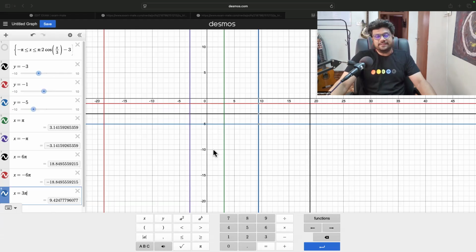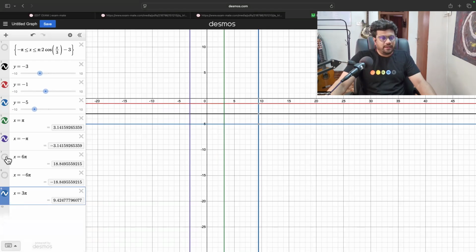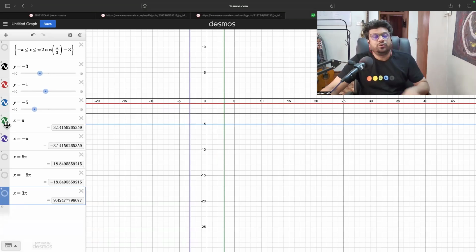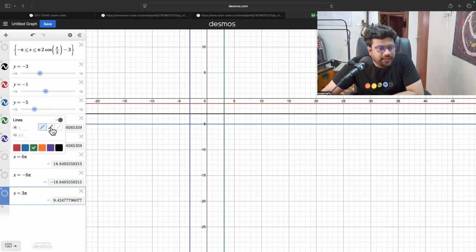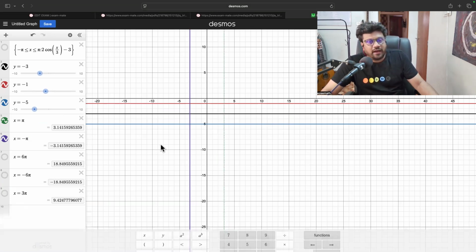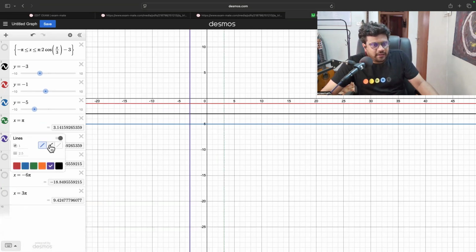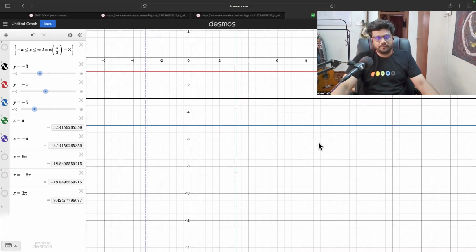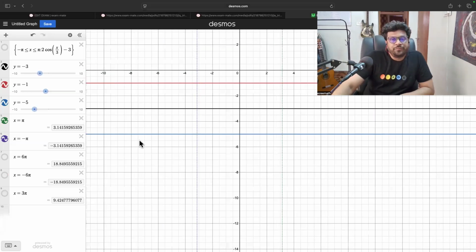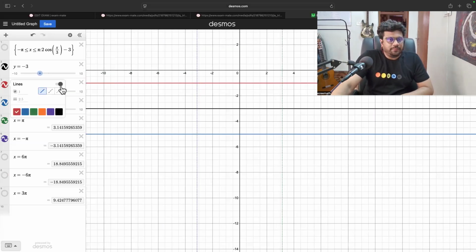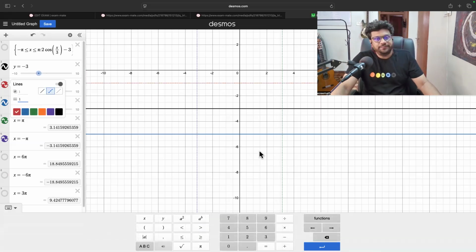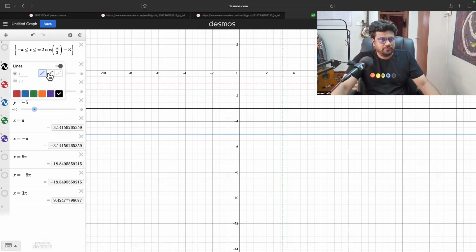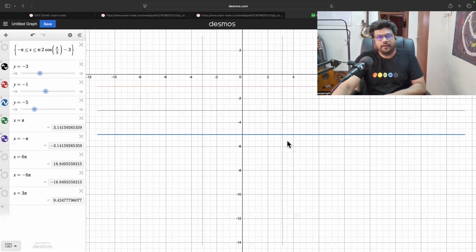Okay, let's see. How do I find the ends? So let's get rid of the minus 6π. Let's get rid of them. Let's get rid of the 3π thing. Also, let's make these look like little guidelines, light in color. These also I'll make sure are very light in color.